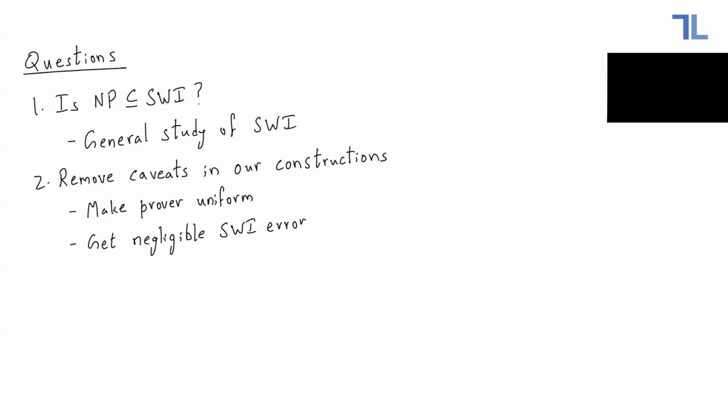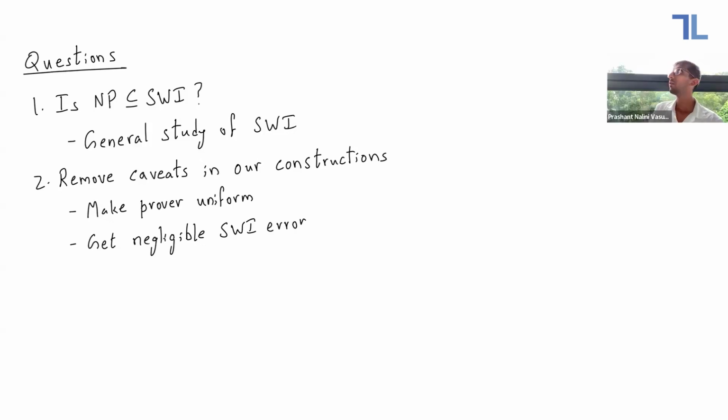Prashant, there is a question. So Shiva asks, are there similar results for batch PCP? I don't know. I have not thought about this. So you want to construct one PCP kind of proof that can prove multiple instances? No, I don't know about this. Maybe you can. Maybe some of these arguments can translate there, but I'm not sure.